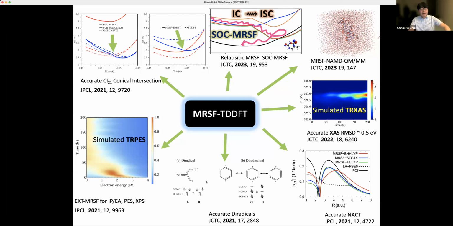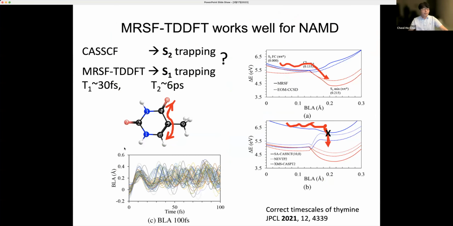I would also like to mention that the theory can calculate radicals too, because we can generate all these configurations. Unlike the TDDFT, which cannot calculate ground states, our theory can calculate ground states. Therefore, we can also study this. Recently, we were also able to combine the EKT, extended Koopmans theory, with Dyson orbitals, so that we can calculate ionization potential and electron affinity. For the remaining time, I will just briefly show a couple of examples we did.